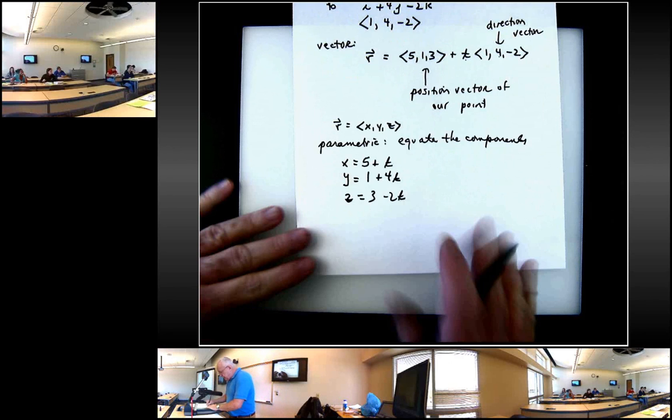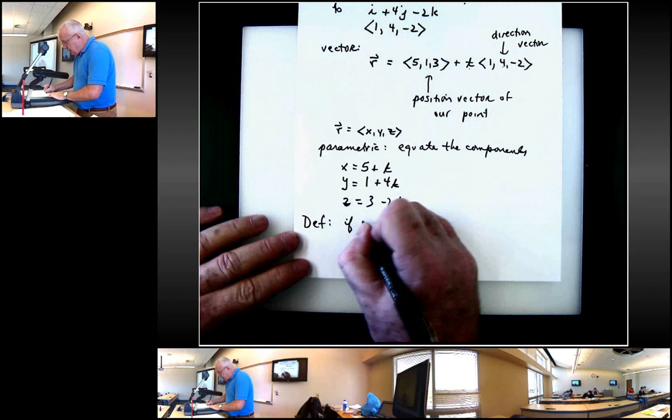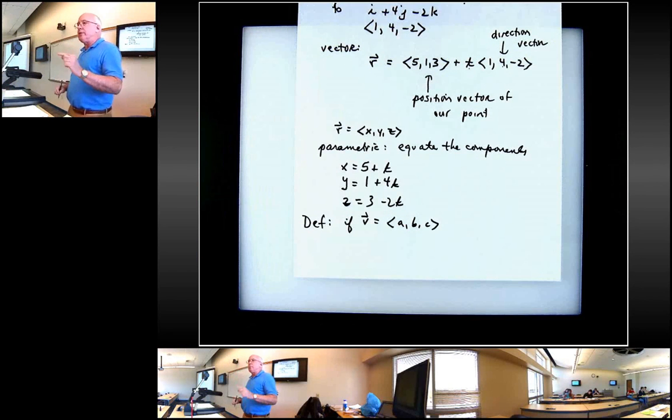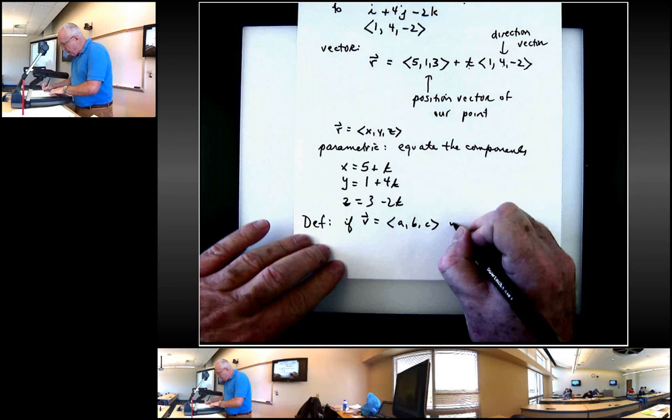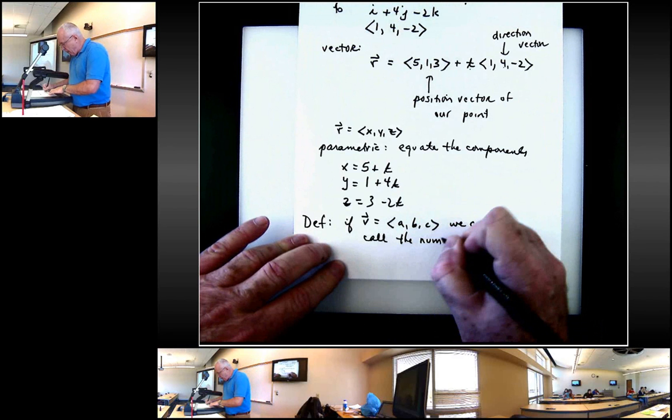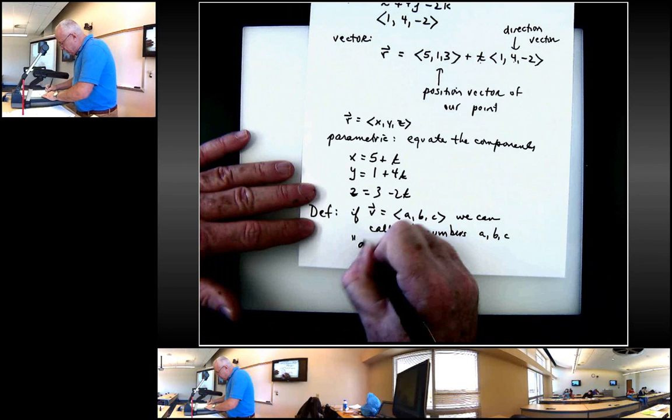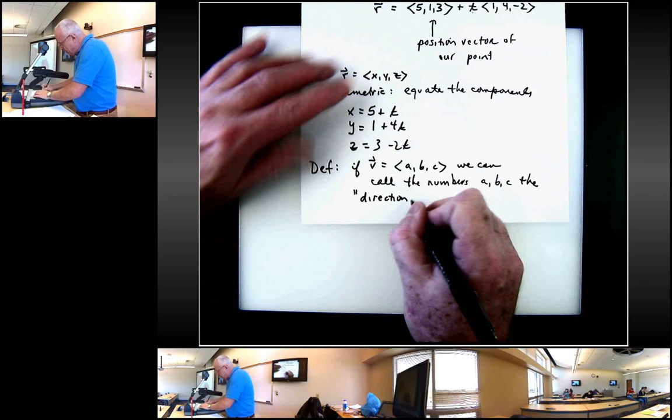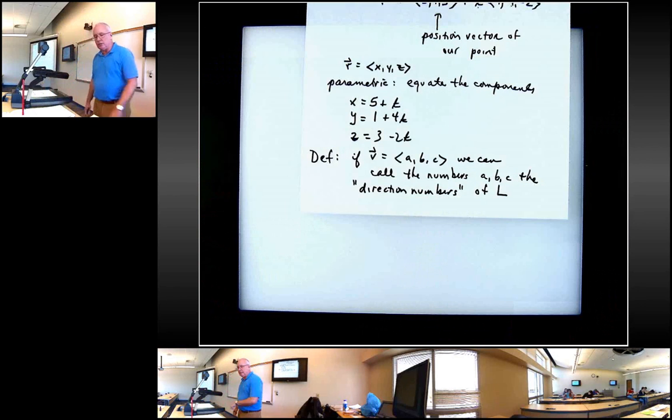A little definition here. If our vector is written with the numbers a, b, and c, for instance, we can call these numbers a, b, and c the direction numbers of the line. We can call the numbers a, b, and c, quote unquote, the direction numbers of capital L, the line. So just a little definition there.